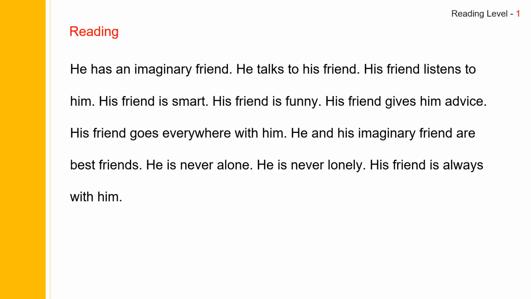Okay, we are going to read the story one more time, this time a little bit faster. He has an imaginary friend. He talks to his friend. His friend listens to him. His friend is smart. His friend is funny. His friend gives him advice. His friend goes everywhere with him. He and his imaginary friend are best friends. He is never alone. He's never lonely. His friend is always with him.